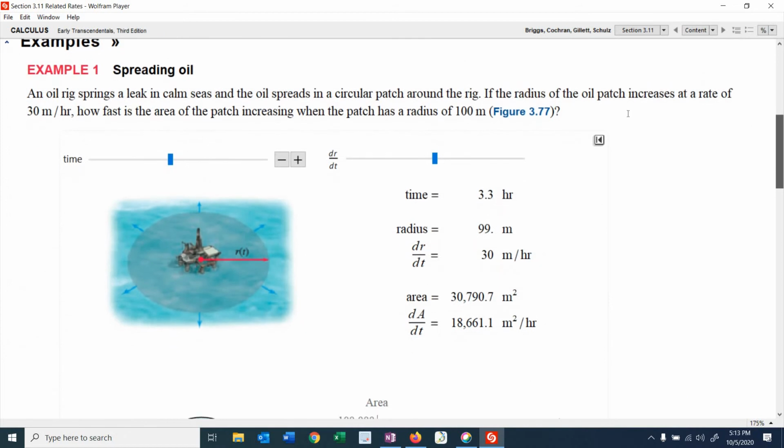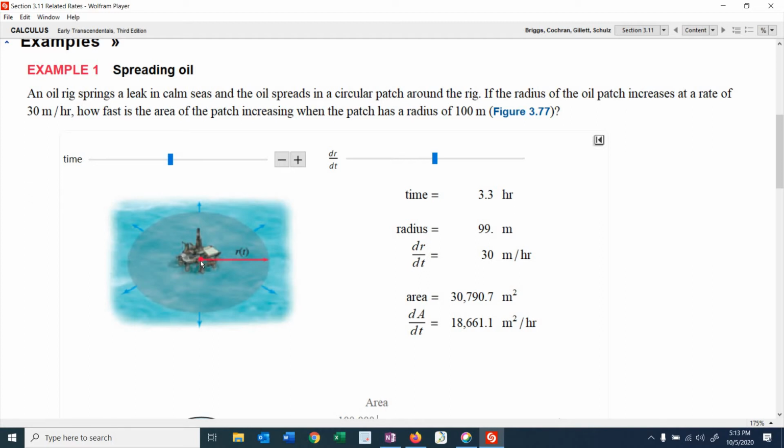In this first example, it says, an oil rig springs a leak in calm seas and the oil spreads in a circular path around the rig. If the radius of the oil patch increases at a rate of 30 meters per hour, how fast is the area of the patch increasing when the patch has a radius of 100 meters?